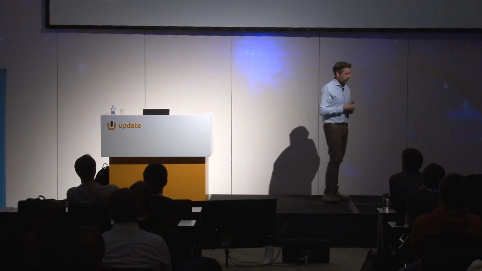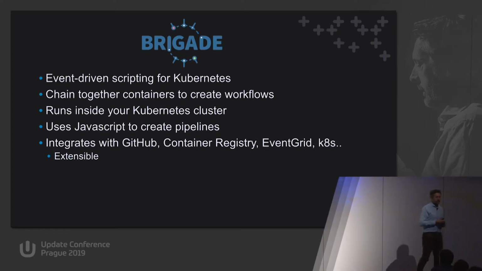And it integrates with a lot of different kind of event sources, so to say. So GitHub, different container registries, Azure Event Grid, Kubernetes itself, all these things can send out events that you can then listen for inside Brigade. And of course, it's extensible, so you can add your own gateway adapters, as they are called here, if you want to add support for a custom source here.